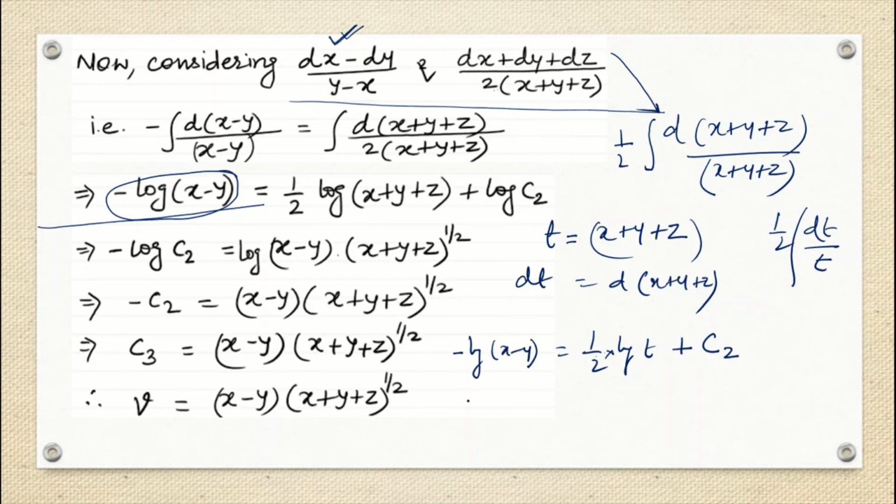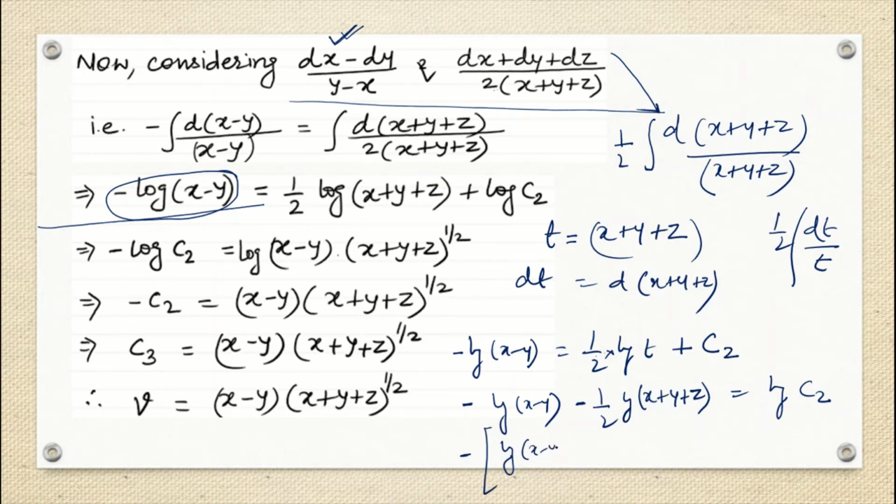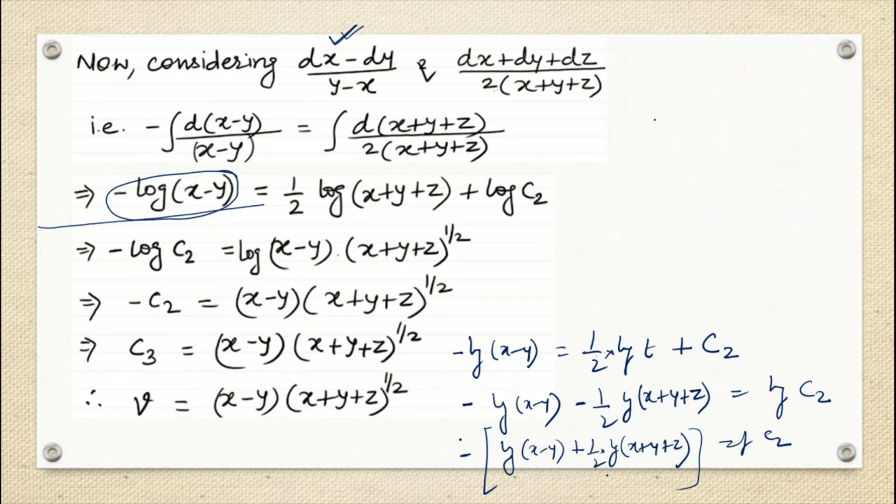That means I can say minus log of x minus y, and then taking this also into the right hand side, so 1 by 2 log t. T is your x plus y plus z equals c2. Instead of c2 I am writing log c2. Now I am just taking this minus common, and then it will be log x minus y, and then plus 1 by 2 log x plus y plus z. Fine. And then this is your log c2. So now I am writing it here. So what will happen? You can write minus as it is, and then this is x minus y, and then what is this?